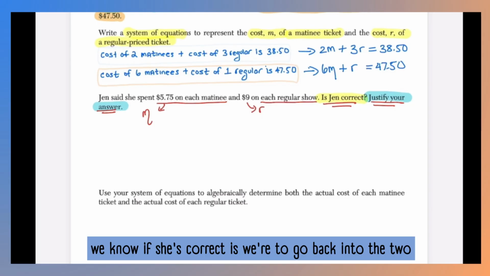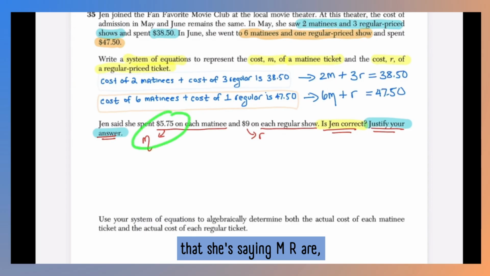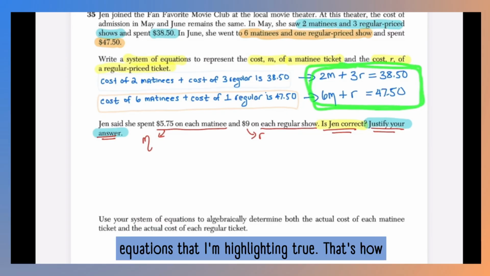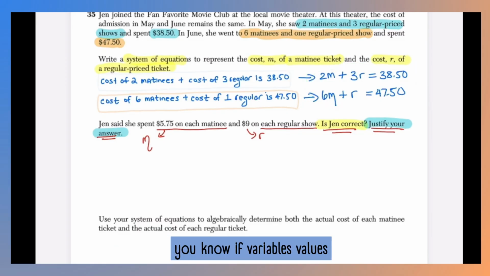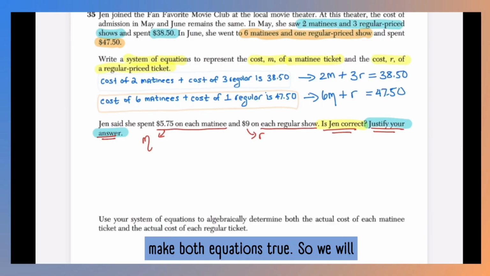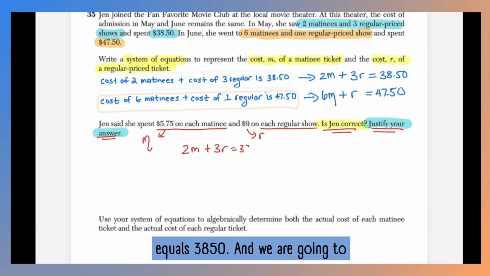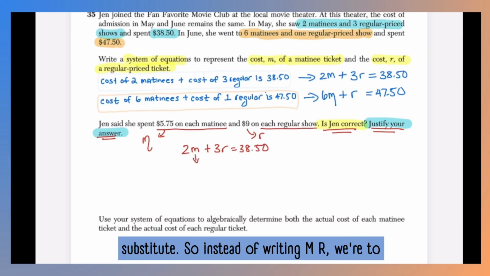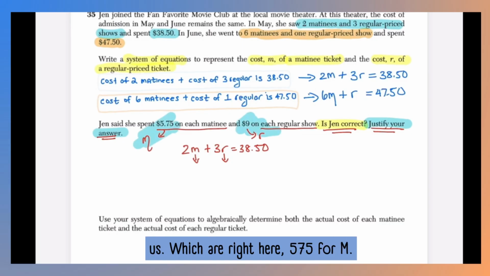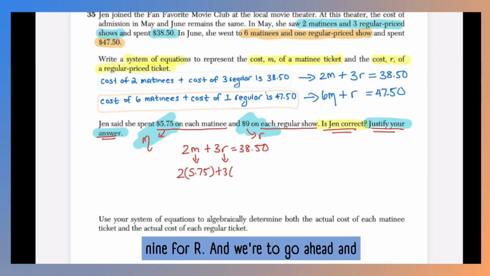So the way we know if she's correct is we're going to go back into the 2 equations we wrote, and the values that she's saying M and R are, they have to make both of these equations that I'm highlighting true. That's how you know if variables' values are truly the solutions of the system. They have to make both equations true. So we will start with 2M plus 3R equals 38.50, and we are going to substitute. So instead of writing M and R, we're going to write the values that she gave us, which are right here. 5.75 for M. I'm going to multiply that by 2 plus 9 for R.